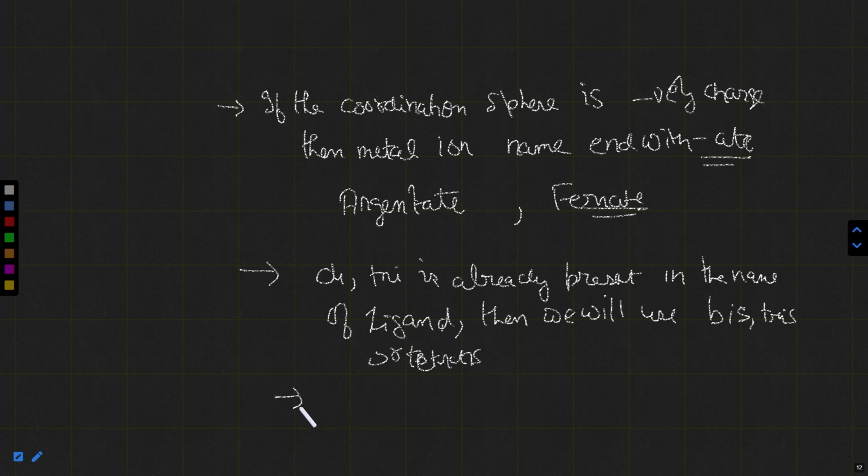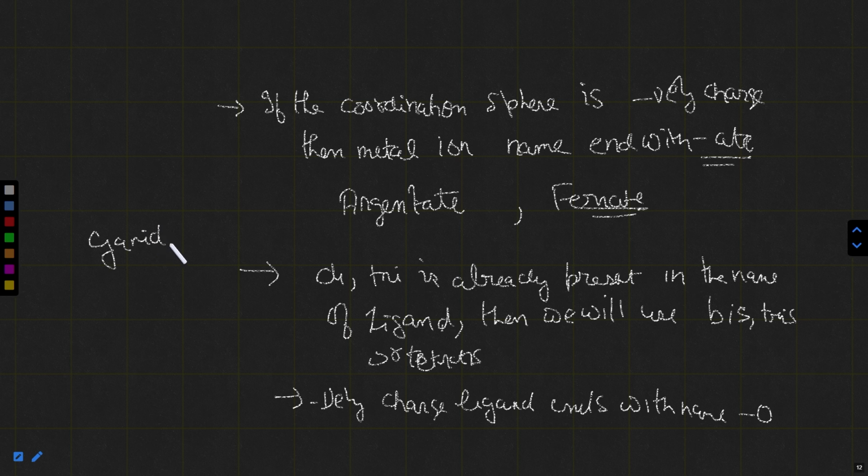And one more important point, I would say: negatively charged ligand names end with O, like cyanido, chlorido, or oxalato.